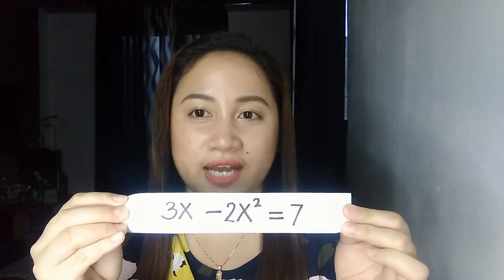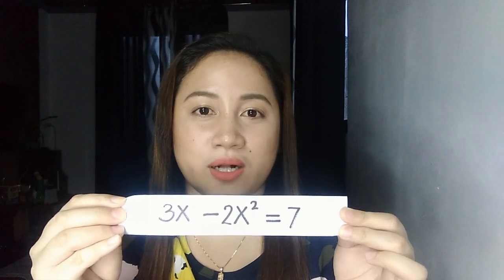So we're done with our discussion. Right now, we will have our evaluation and we will test if may natutunan kayo sa discussion. So I will be flashing transformable quadratic equations kagaya ng nasa discussion natin, and you are going to give me the standard form of this quadratic equation. And then you're also going to identify the three coefficients, the coefficient A, B, and C. Okay? So let's start. So the given is 3x minus 2x squared equals 7.